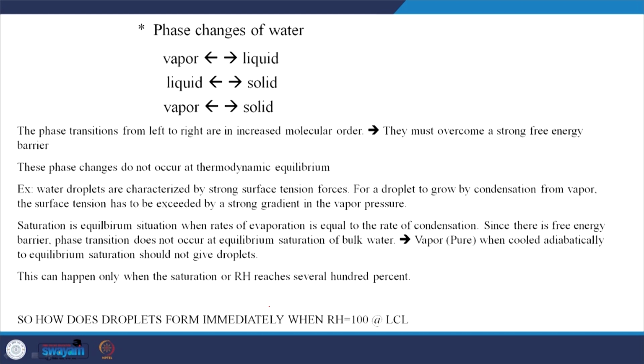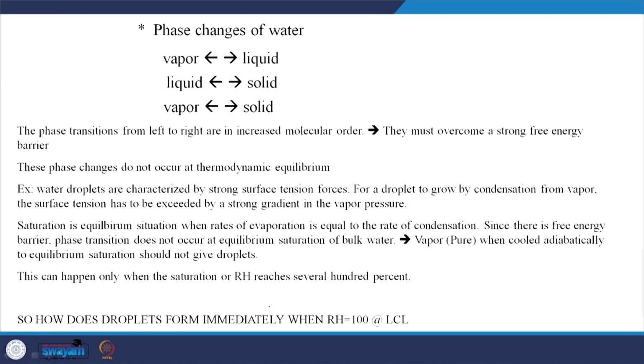right. Now, if you look at the basic mechanism of the cloud condensation, what you can understand is based on our elementary understanding of the phase transitions. Now, in the atmosphere, we can always see water existing in all its three different phases: liquid water, ice crystals, and the vapor, water vapor, right. Now, if you look at the phase transitions, vapor to liquid or liquid to vapor, liquid to solid or solid to liquid, vapor to solid or solid to vapor.